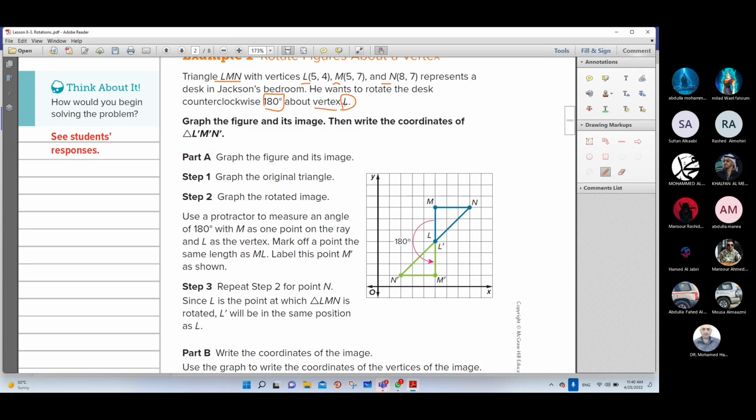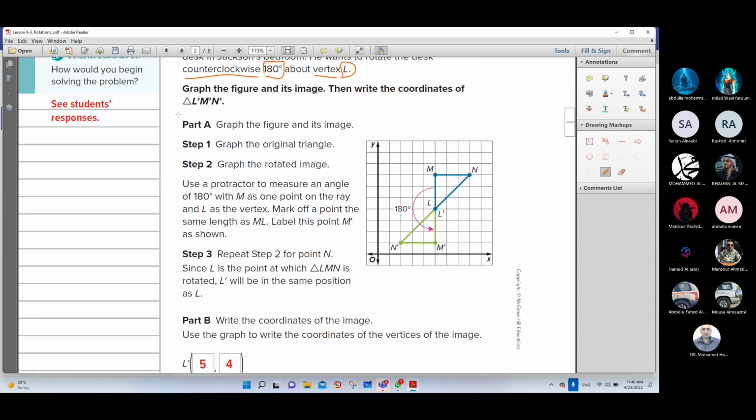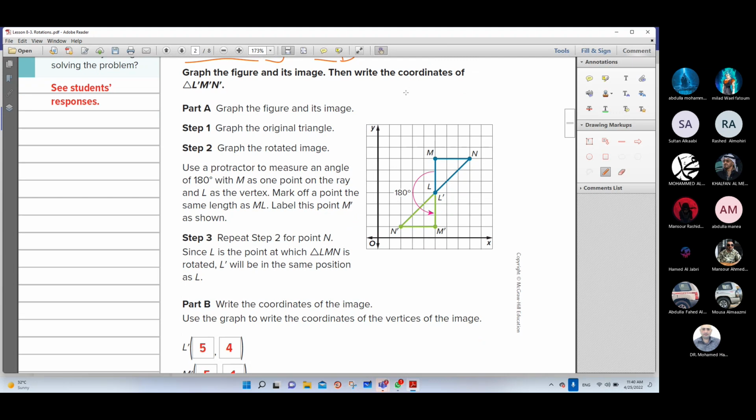So the center will be L, the angle will be 180, and the direction counterclockwise means from right to the left. So graph the figure and its image, write the coordinates of the triangle L prime, M prime, N prime. So part A, graph the figure and its image.